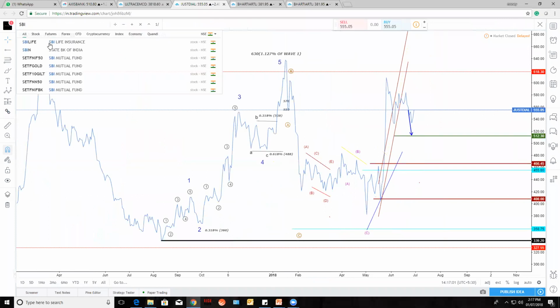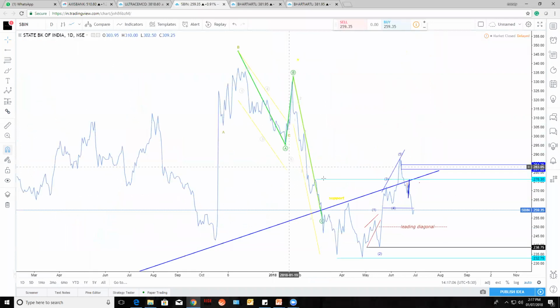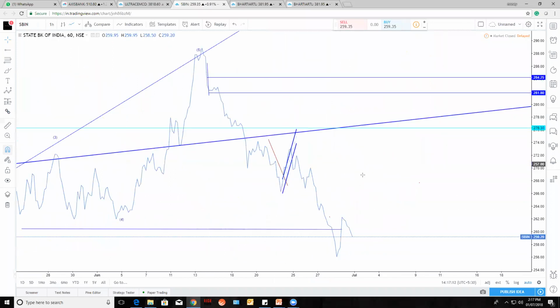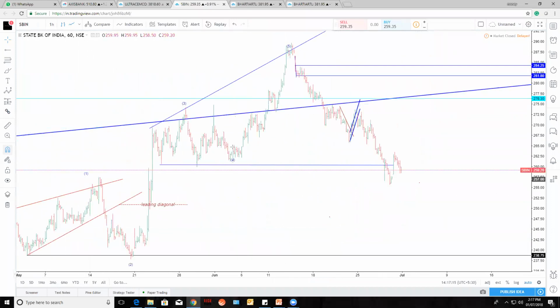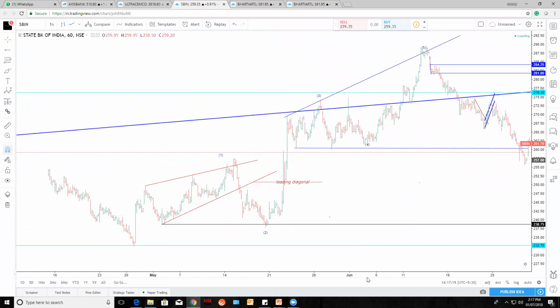If you guys remember, I'll just share the SBI chart. In SBI, we made a clear 1 2 3 4 5 structure, and in that we made wave 1 as a leading diagonal. I will try to show this. See, 1 2 3 4 and 5, it's a leading diagonal. A leading diagonal will come in wave 1. It has come in wave 1.